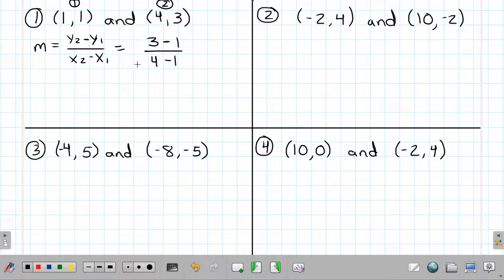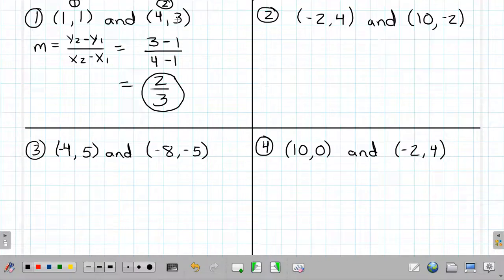And now that's, to me, the hard part. Now all we got to do is do these calculations. 3 minus 1, well, that's 2. 4 minus 1, that's 3. That line has a slope of 2/3. Okay? And that comes strictly from just knowing the 2 points and knowing the formula.